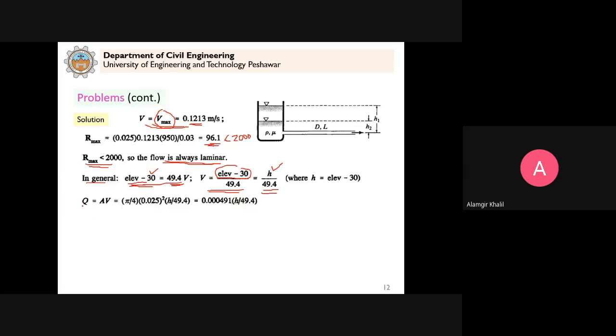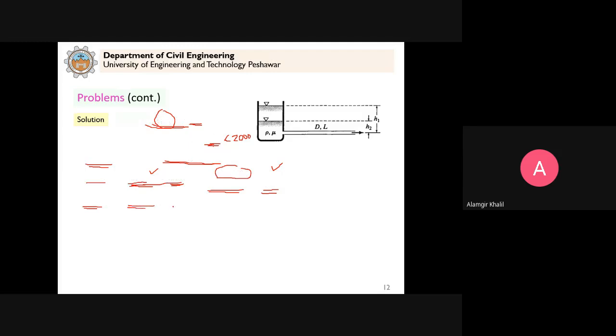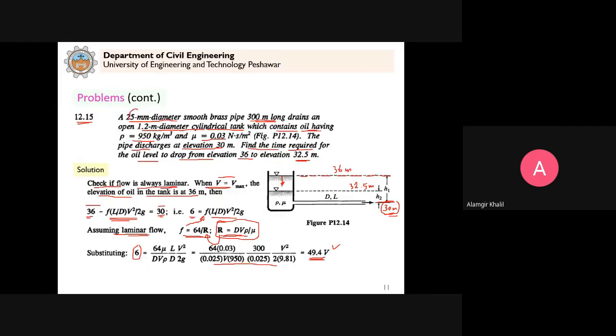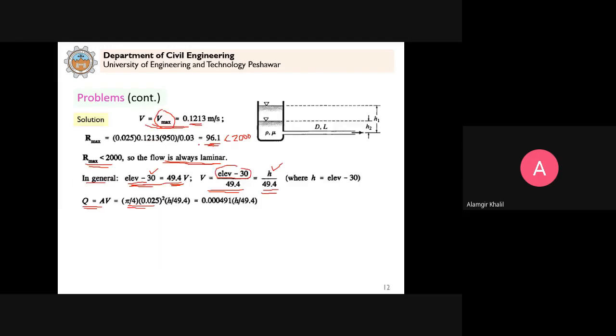Now we have Q, the discharge. So Q is equal to A into V. Area is pi by 4 into D square. What is 0.025? This is 25 millimeter diameter of the pipe. Keep units consistent. So 0.025, and this is V. V is coming from here. So it means discharge is a function of this H.